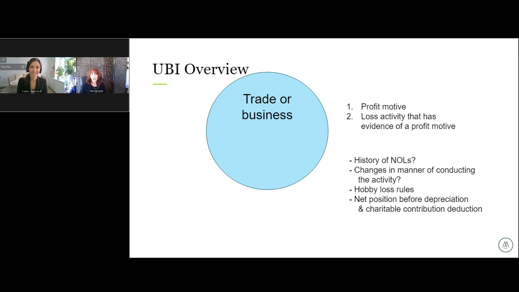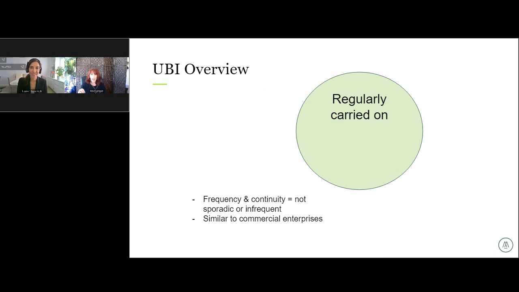The next is regularly carried on. So we use this all the time in the exempt space, especially for fundraising activities. So you're going to look at the frequency and continuity of the activity. If it's sporadic or infrequent, it's not going to be regularly carried on. And you're going to look at it in relation to similar commercial activities. So let's say we're selling Christmas trees, right? The Boy Scout troop is going to sell Christmas trees. If they're only selling it from Thanksgiving to Christmas, that would be considered regularly carried on because no one else is selling Christmas trees. It's pretty much outside of that window.